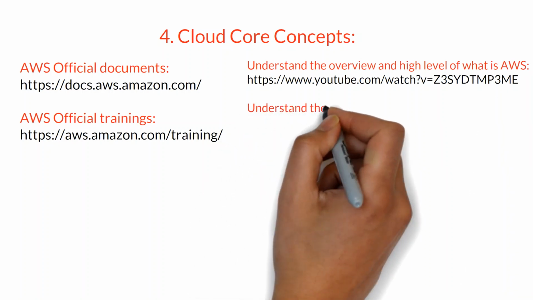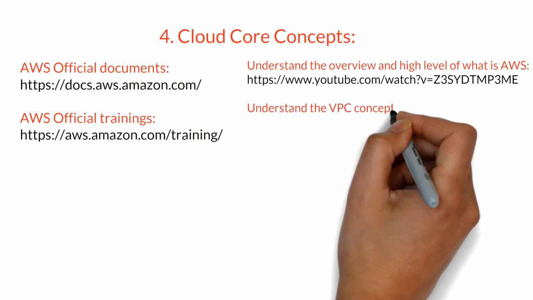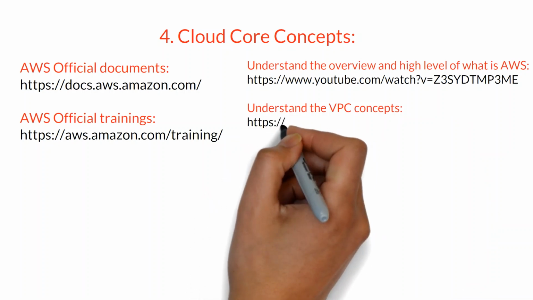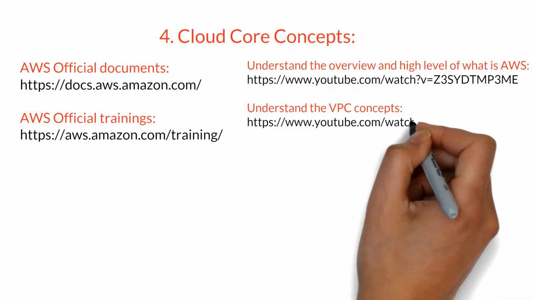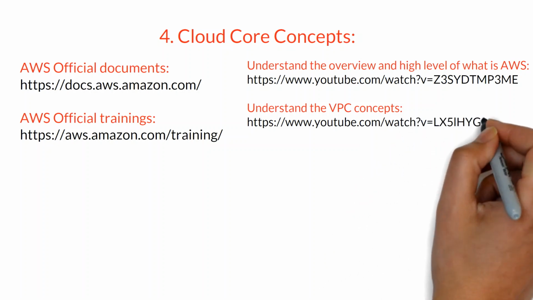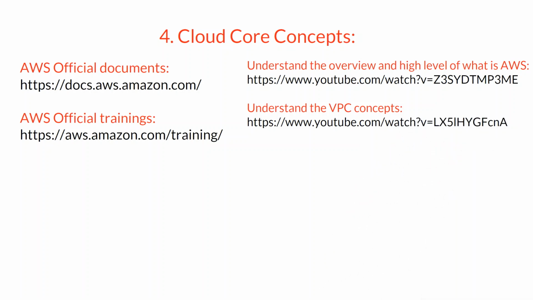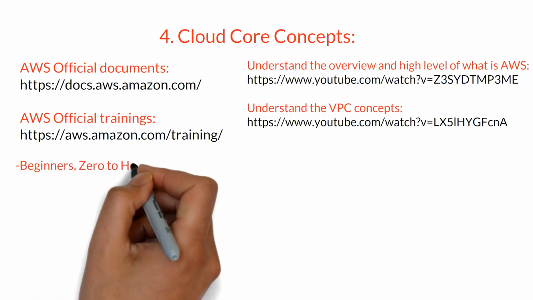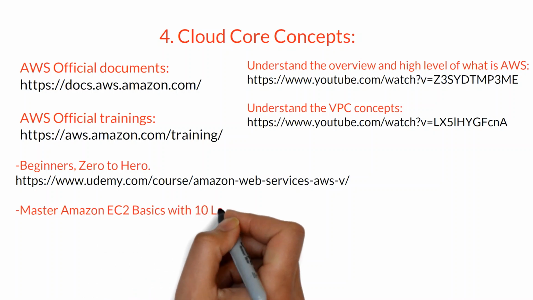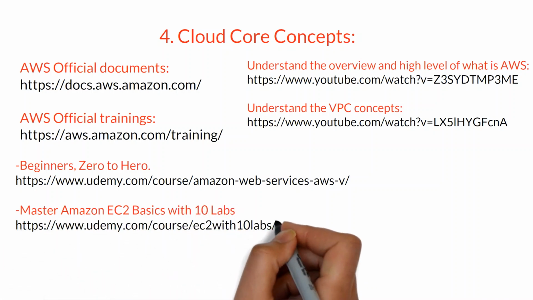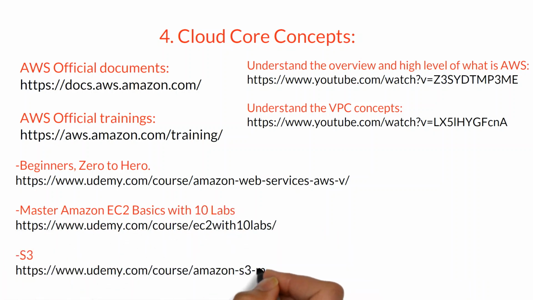Then go with the VPC concept, a very good tutorial on YouTube. I think it is one of the best YouTube VPC tutorials. Then start with the beginner, zero to hero course: AWS EC2 web server, Node.js server, RDS databases, S3, SES, CloudWatch, everything. It is free on Udemy. You can register on Udemy and learn from there. Then master EC2 basics with 10 labs. And there is one more, an S3 master course, which is also free on YouTube. You can go through that.